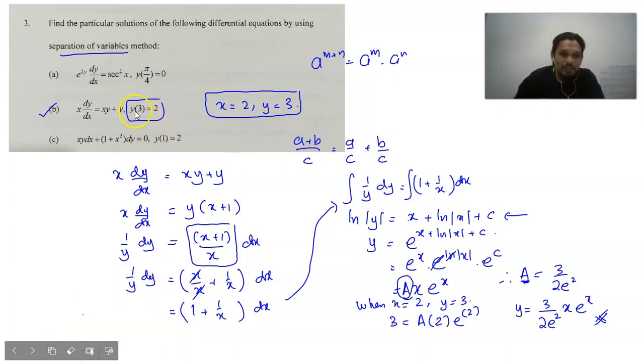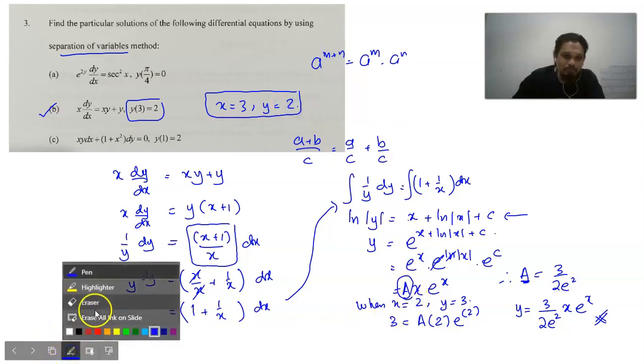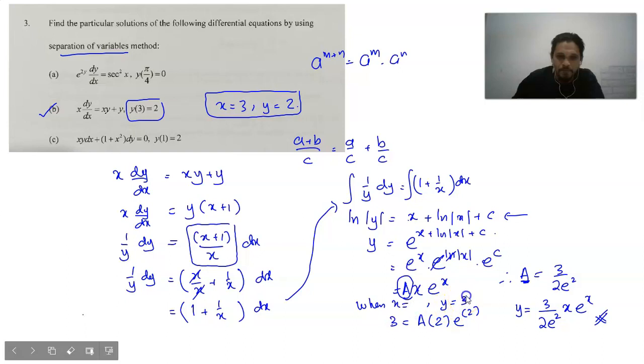Look at this one here. This means that the value of x equals 3 and y equals 2, but I made a mistake here by assuming that x equals 2 and y equals 3. I'm sorry for this. It's not the wrong method or wrong working solution, but I made a mistake by substituting the values of x and y. So in this case, x equals 3 and y equals 2. Sorry again.